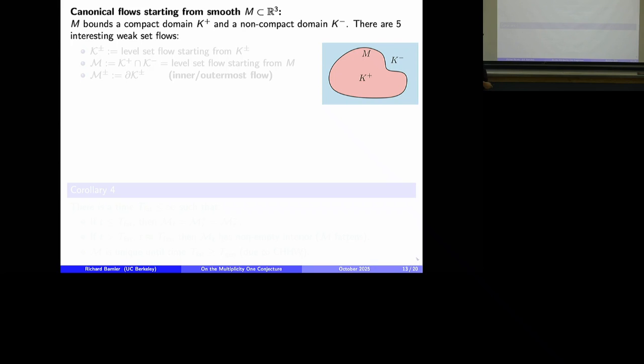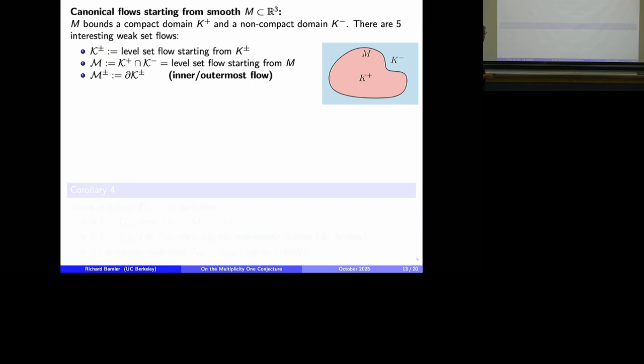Okay? And now I can come up with 5 different level set flows starting from this picture. So I can look at the level set flow starting from K plus and the level set flow starting from K minus. So they are uniquely determined. I can also take the intersection of both level set flows. That would then be the level set flow starting from the 2-dimensional surface M. And then I can also take the boundaries of the level set flow starting from K plus and the level set flow starting from K minus, because I like dealing with 2-dimensional things more. And these ones I will call the innermost and outermost flow, for reasons that will become clear in a second.